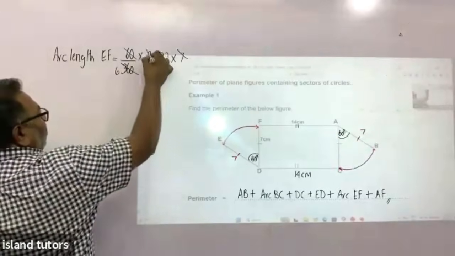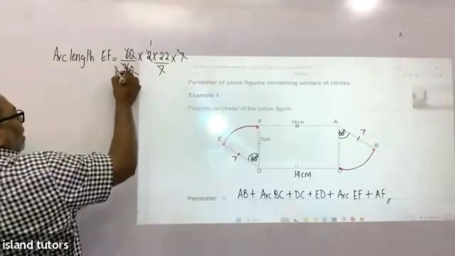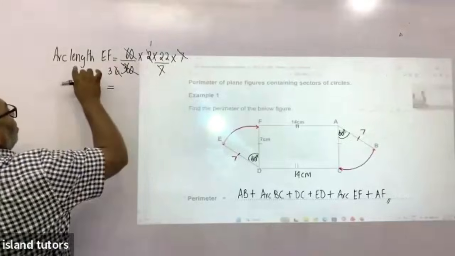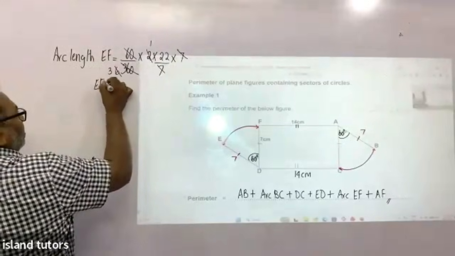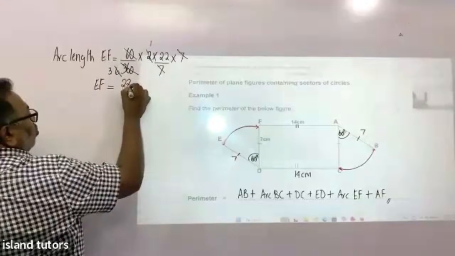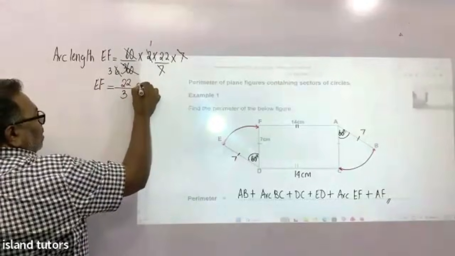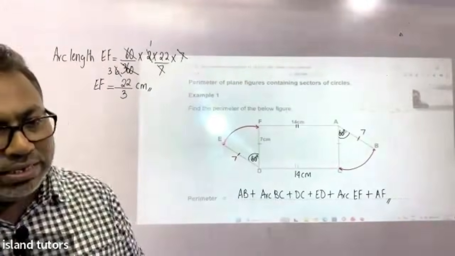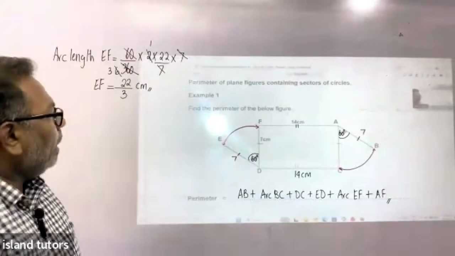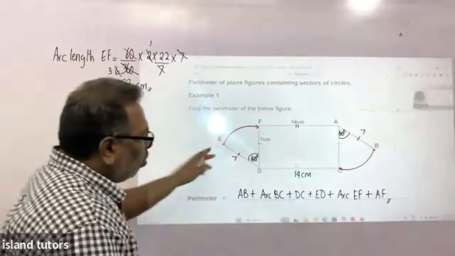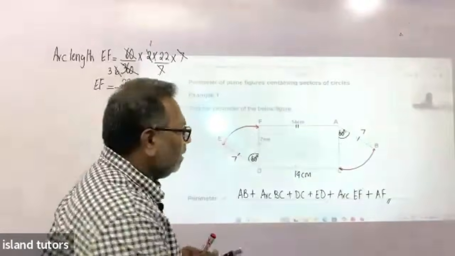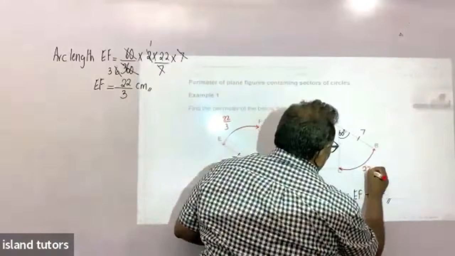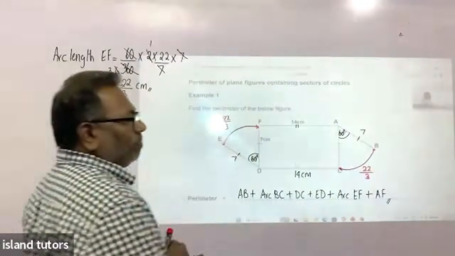2 and 6 you can simplify. 2 divided by 2 is 1. 6 divided by 2 is 3. So your arc length of EF is 22 over 3 centimeters. Okay, 22 over 3 centimeters. Now, if this is 22 over 3, this is also going to be the same. So 22 over 3, this is also 22 over 3.